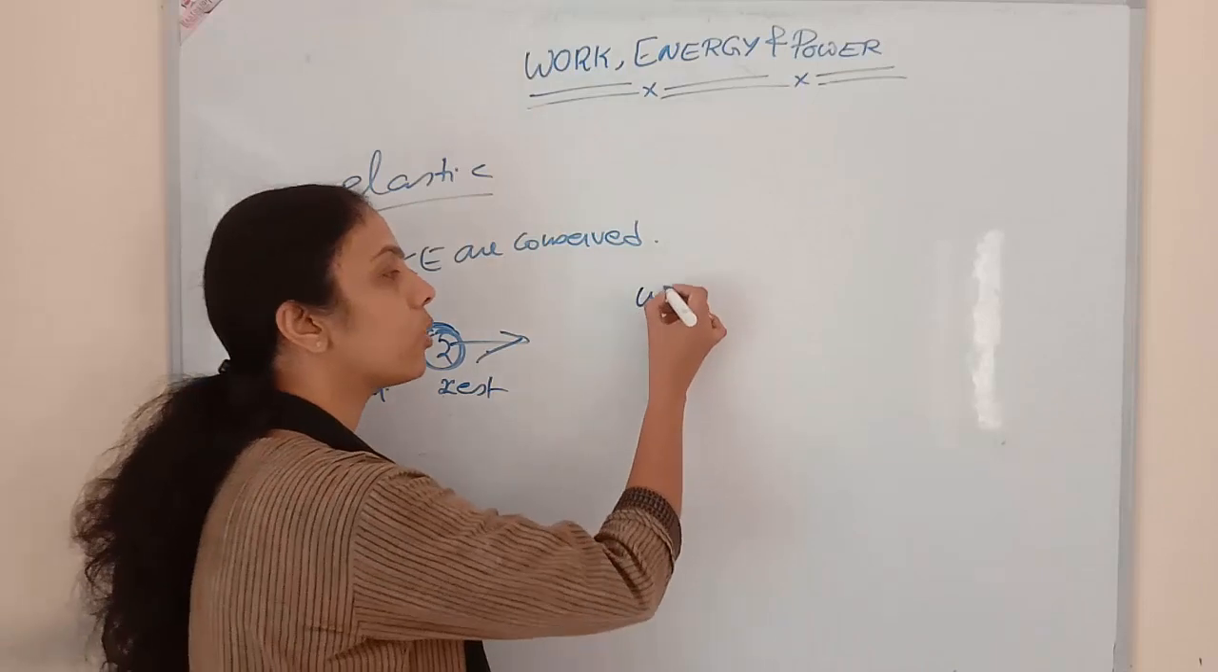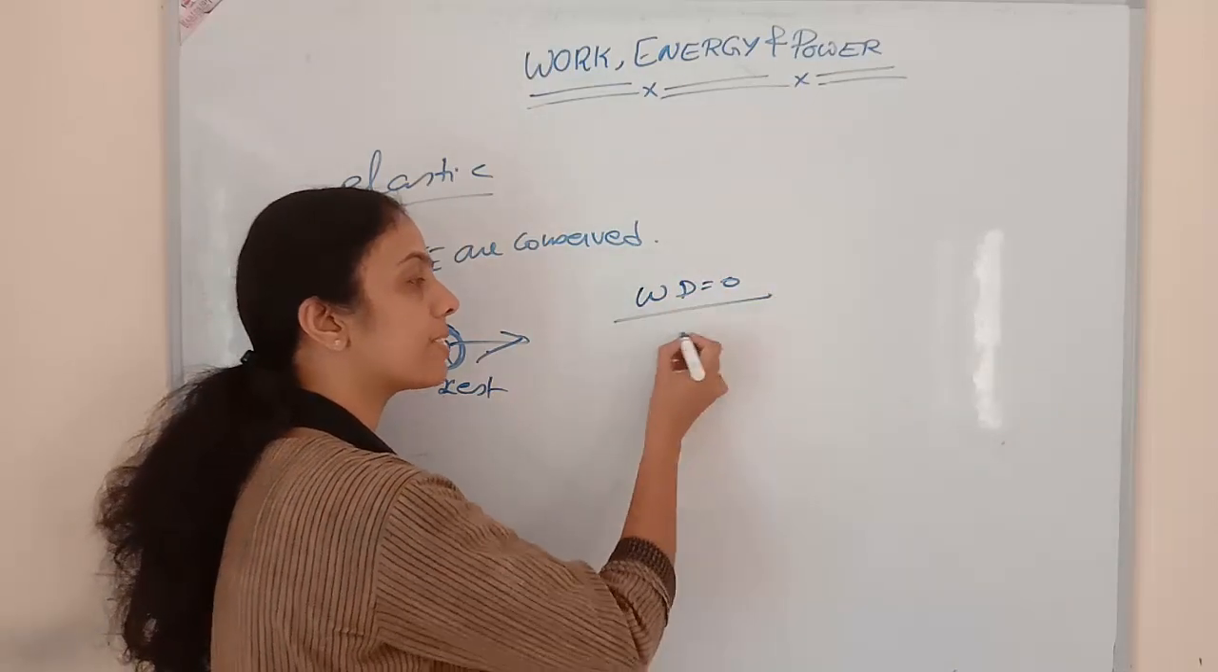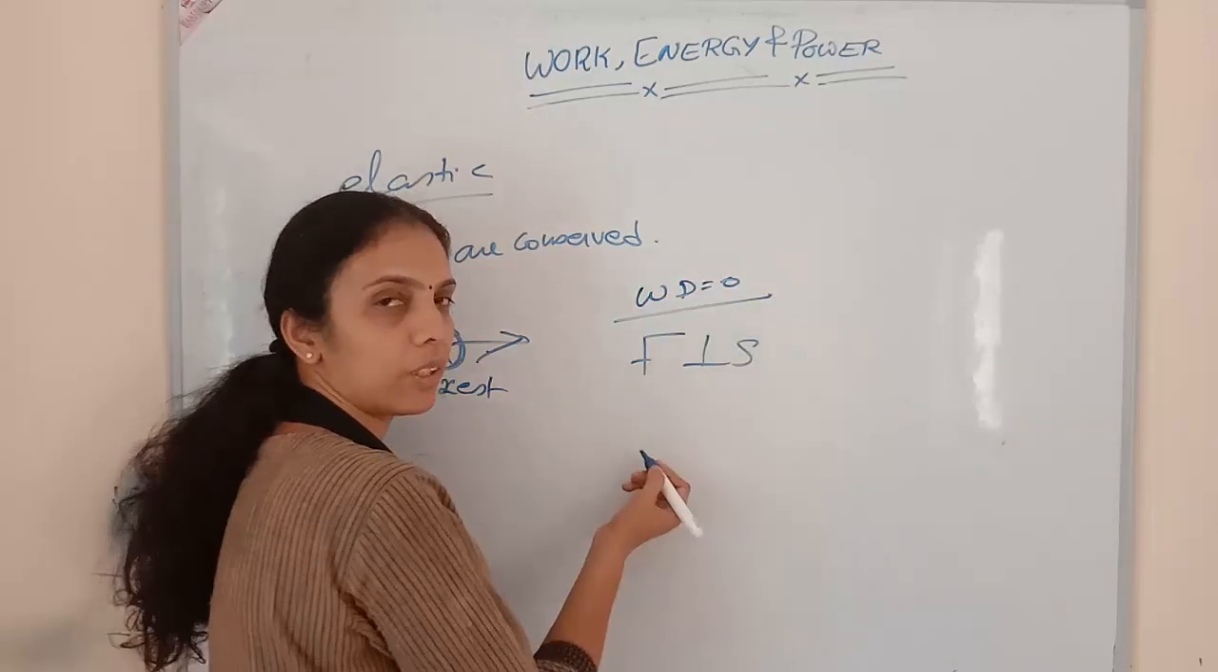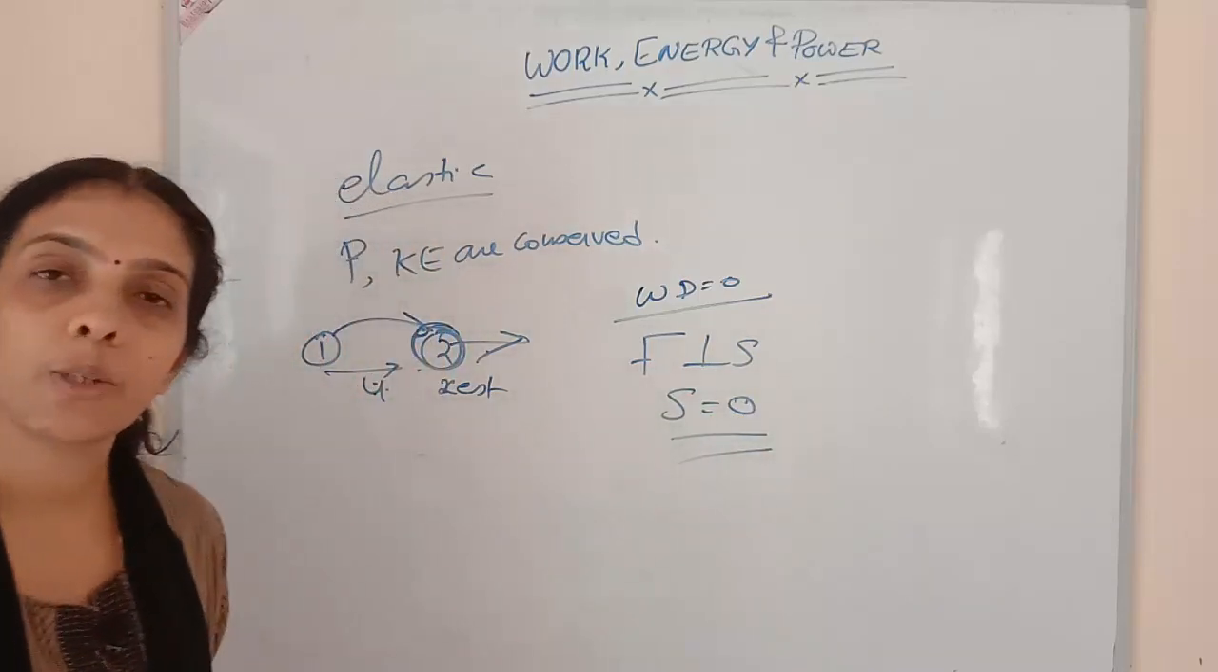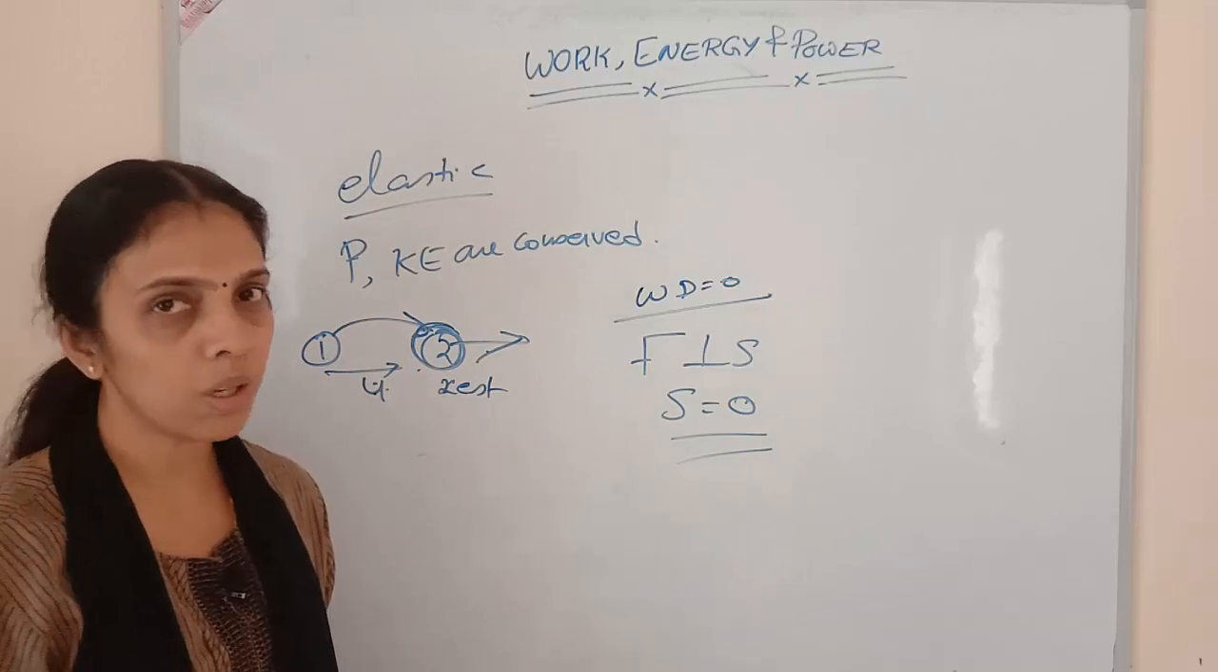Work done will be 0 if F and S are perpendicular to each other, or if the displacement is equal to 0. Under these two conditions, the work done will be equal to 0.